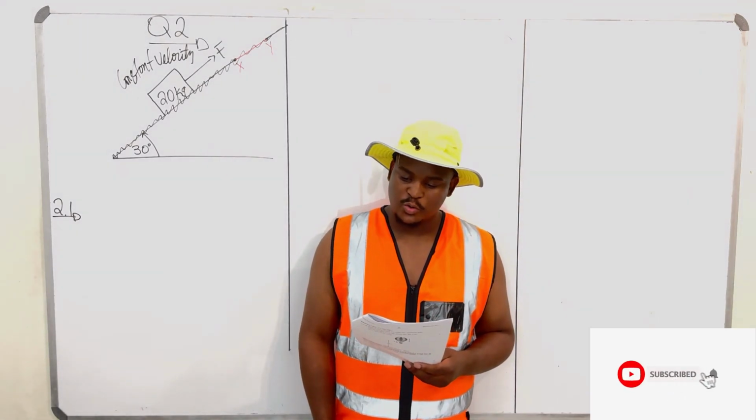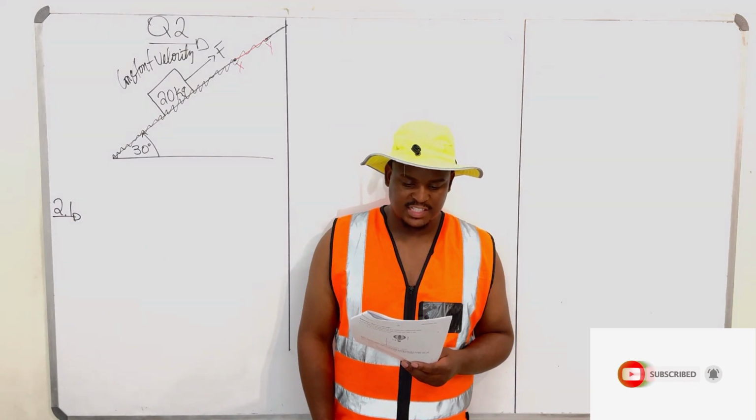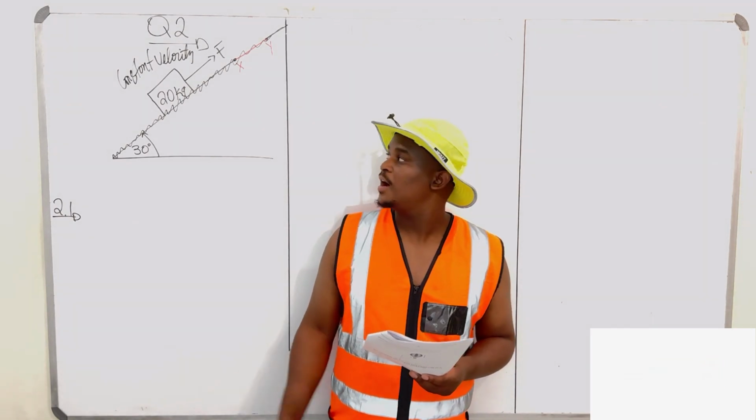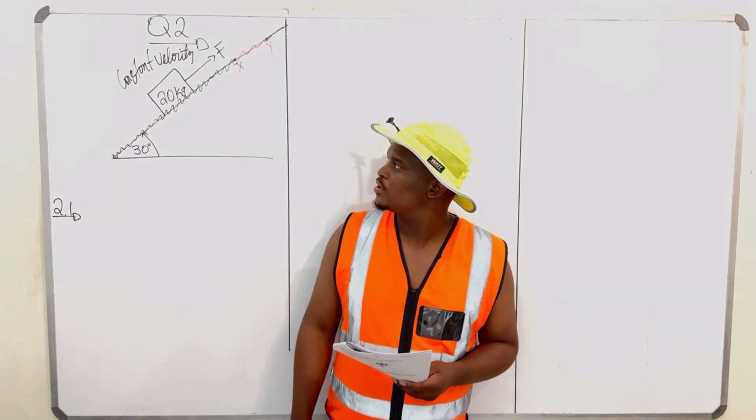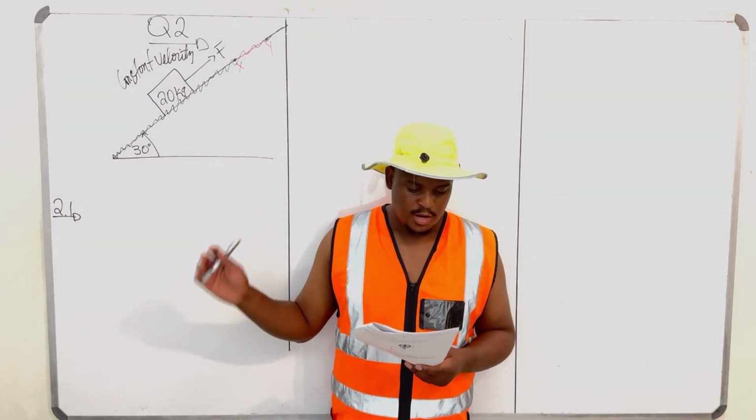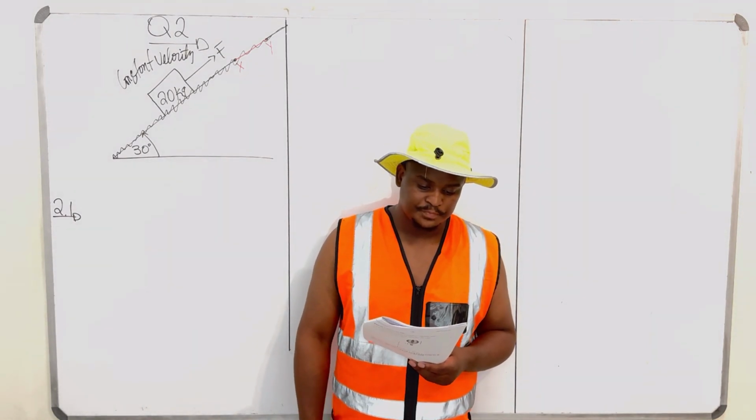So in this video, we're doing question 2 of the November 2021 Physical Sciences Paper 1 question paper. These are forces, or Newton's laws of motion. I don't know how to call this topic, but let's go. So question 2 reads as follows.